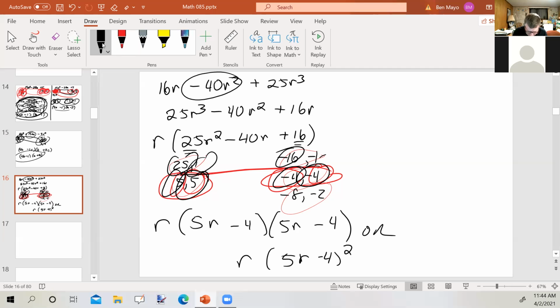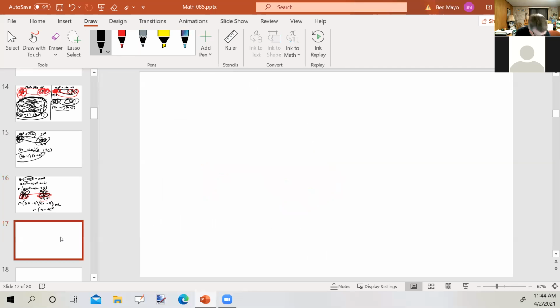Let's take a look at another example. This is 8m squared plus 5m minus 10. It's a trinomial. It's in standard form, or descending powers. It has no greatest common factor. The leading coefficient is positive, so we're good to go.